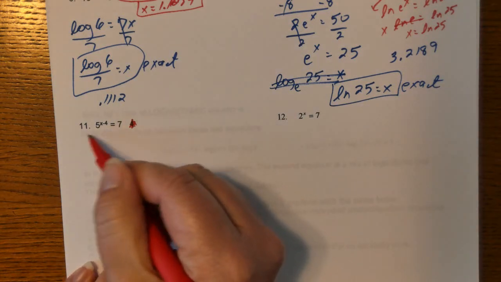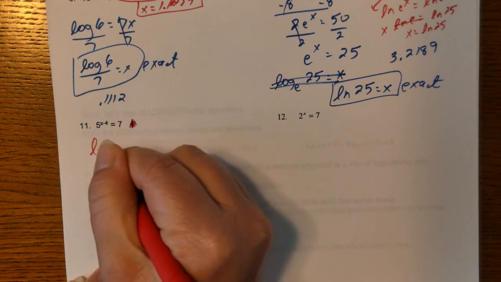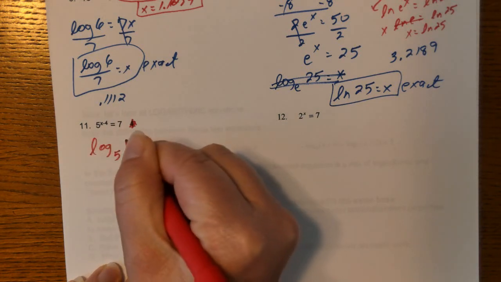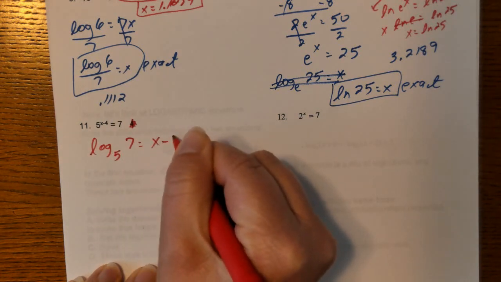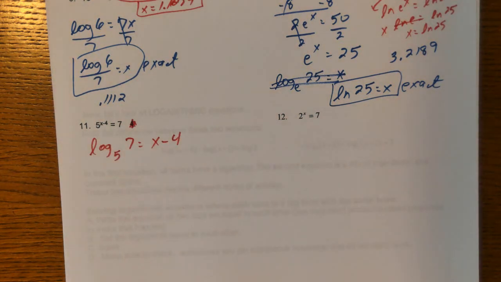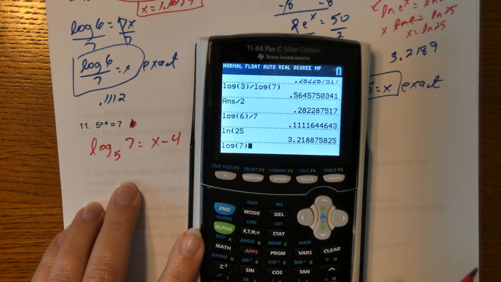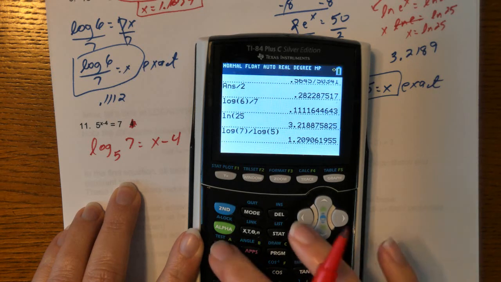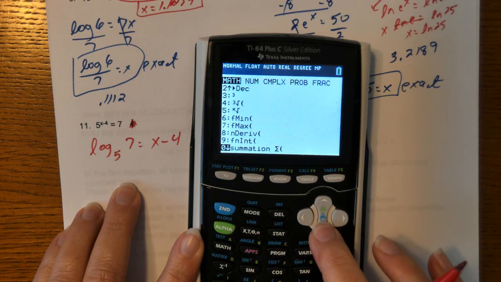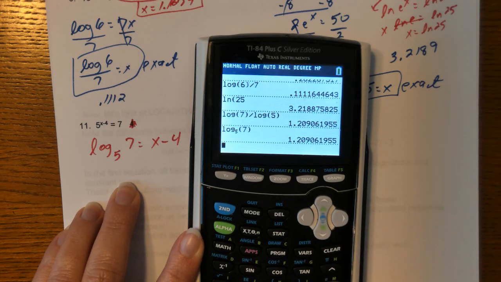It's an exponential. The exponential is isolated, so we're ready to convert to a log. Log base 5 of 7 equals x minus 4. Now, log base 5 of 7 is a number. It's going to be an ugly number, but it's going to be a number. In fact, I can type log 7 divided by log 5. Or if you're using an 84, log base 5 of 7 is a terrible, horrible decimal.